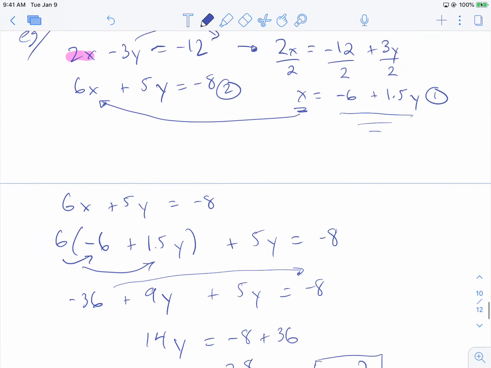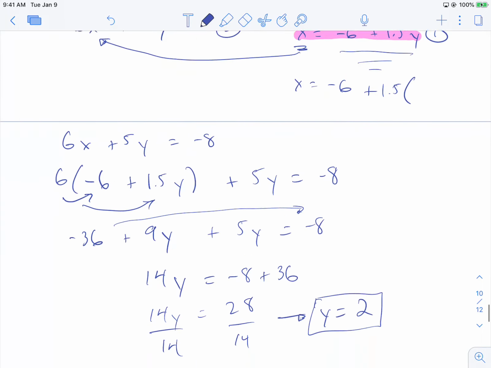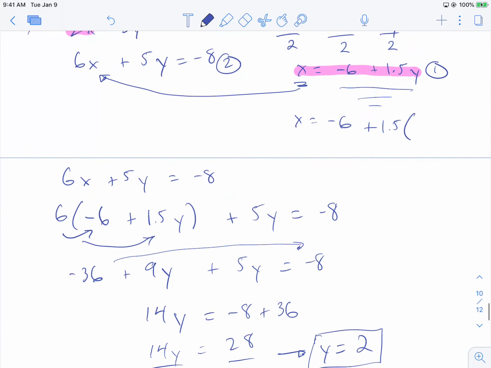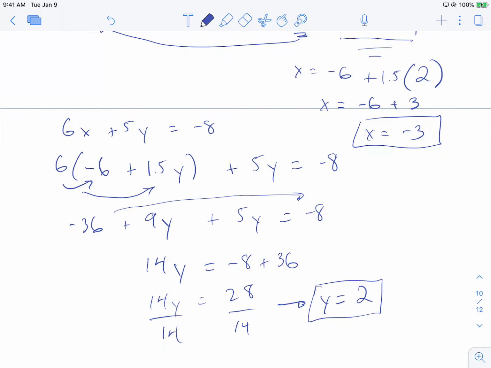Now I can take that and put it back into the equation that I already have set up that is isolated for x. So I'll say x equals negative 6 plus 1.5, but now instead of y, I'm going to use my 2 value here. So x equals negative 6 plus 1.5 times 2 is 3, so x equals negative 3. So that's my point, which means if I needed to write that, negative 3, comma 2.